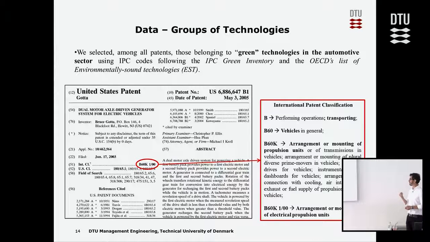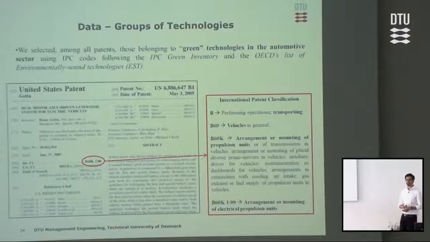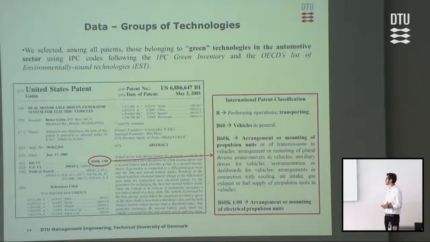If you look at a patent document, you see that they have these codes. The examiners of the patent attribute a code to the patent. And this code indicates which technological field this patent belongs to. Sometimes we have one code, but it's also very common to see patents that have more than one code. And for instance, this one is related with electric vehicles. If we go to the classification, it's arrangement or mounting of electrical propulsion units for vehicles. So it's basically electric vehicles.